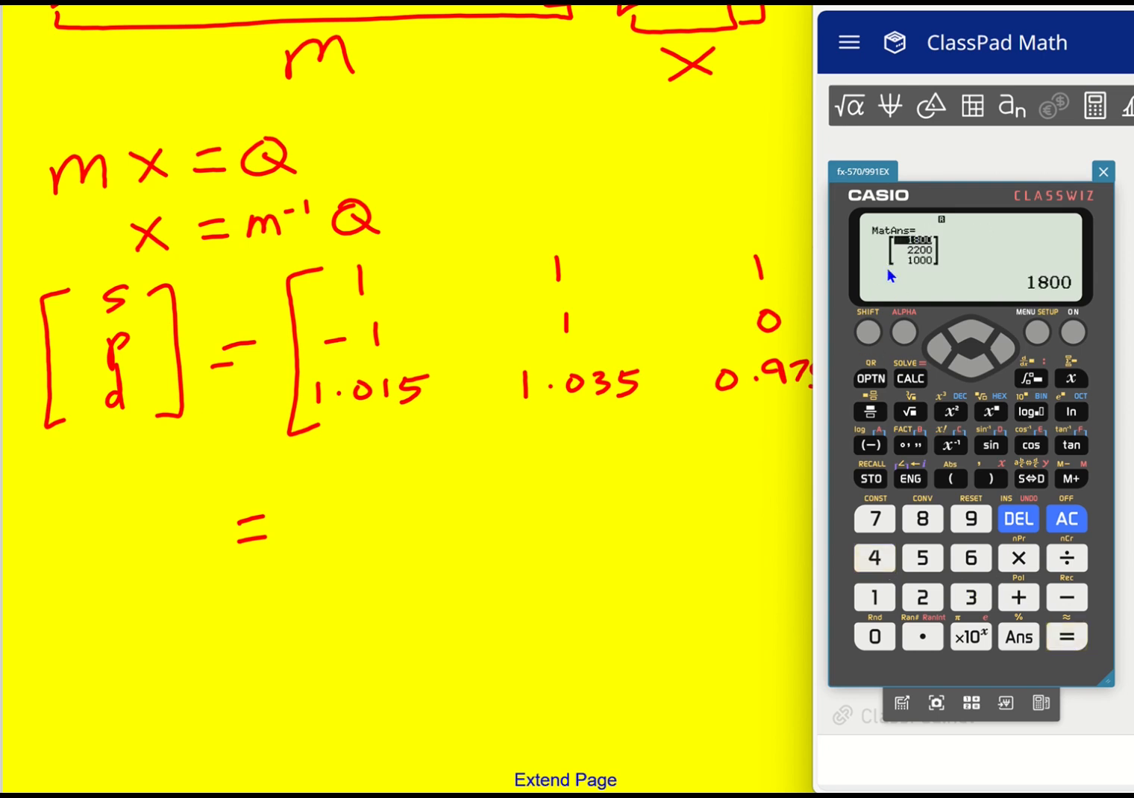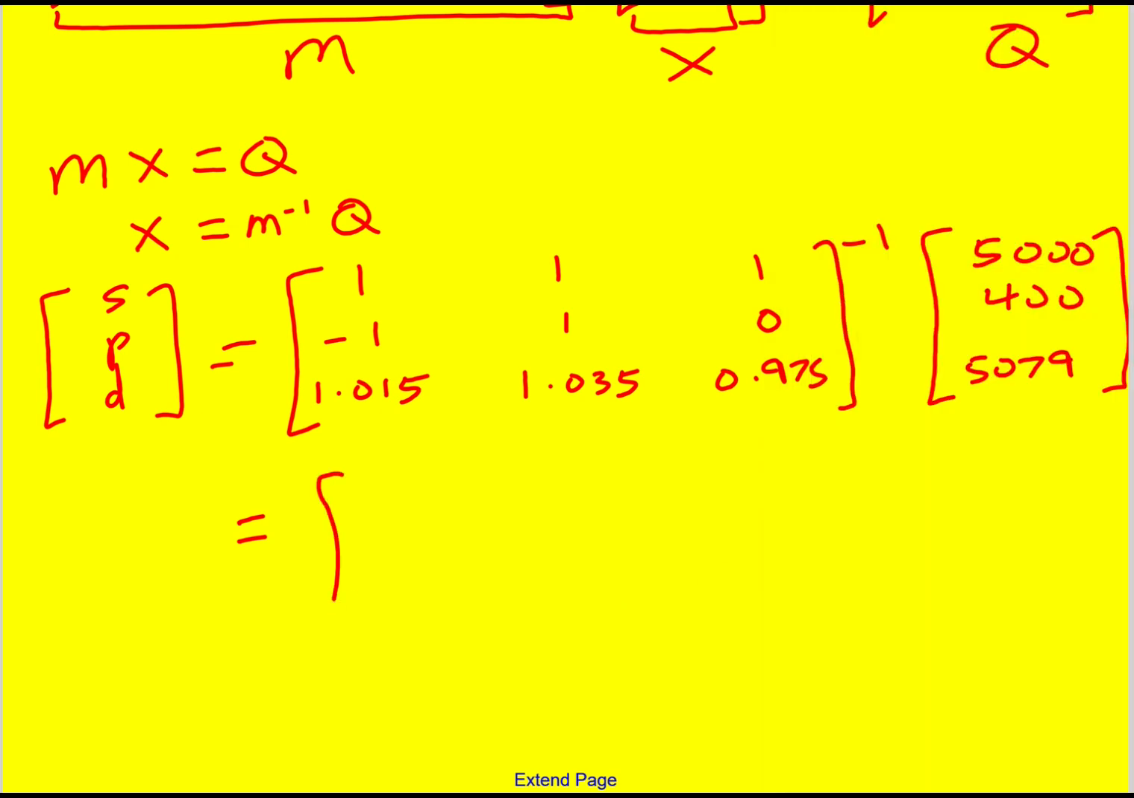And when you get nice whole numbers, you can be really confident with your answer. If you suddenly get horrible non-rounded numbers, I'd question it a little bit. So we can be sure about that. 1,800, 2,200, and 1,000.